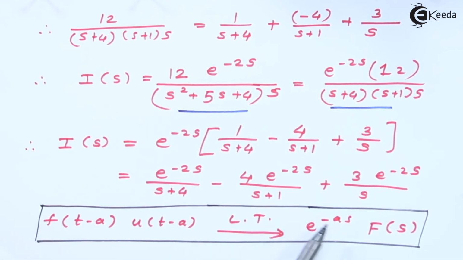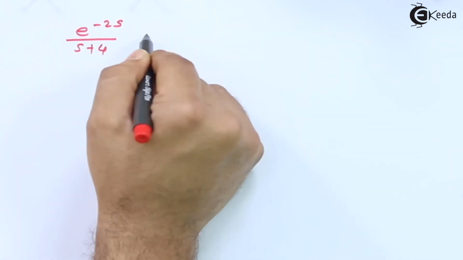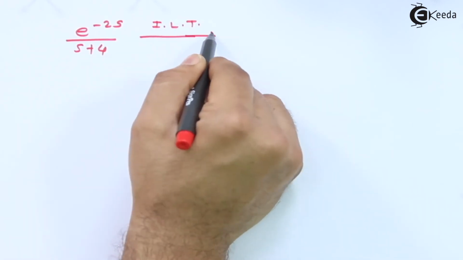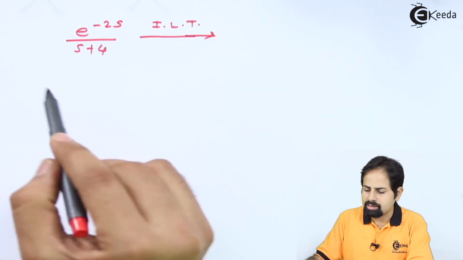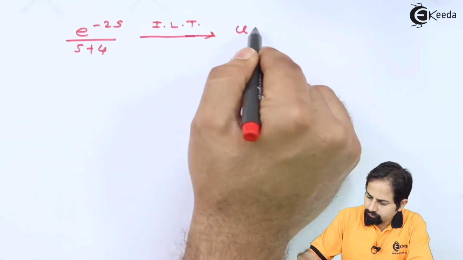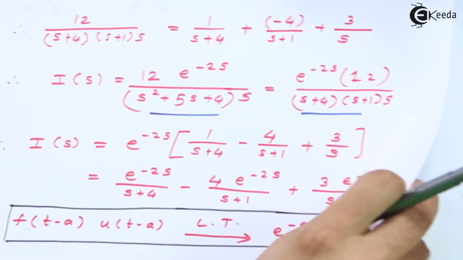So inverse Laplace transform of 1 by s plus 4 is nothing but e raised to minus 4, but here it is a delayed signal, so it will be e raised to minus 4 into t minus 2. So for the first term, this term e raised to minus 2s upon s plus 4 on inverse Laplace transform should give me u of t minus 2 because of this property.